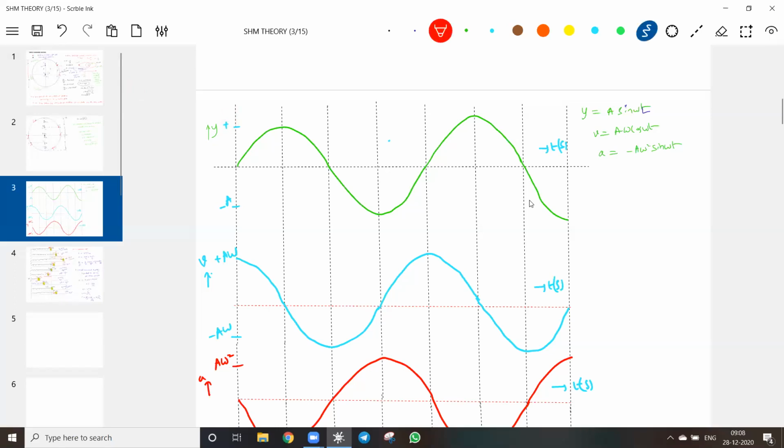A part of the graph which will repeat again and again. So this part of the graph is going to repeat. Again you get sine, again the same part will be repeated. So this is a periodic function. And what is the time period? The time period is this one.